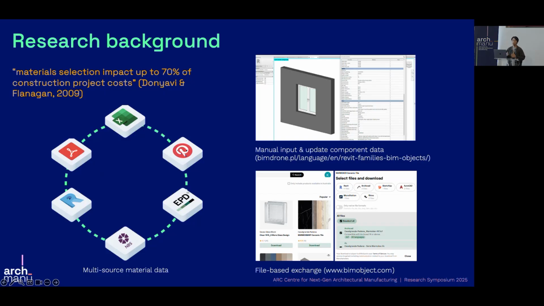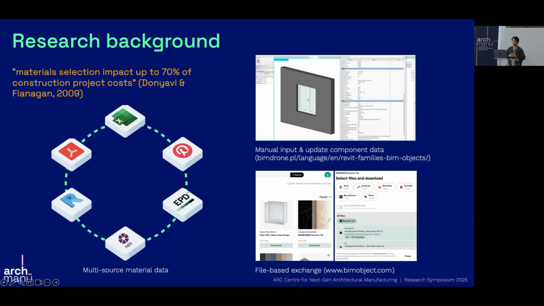For example, a designer can design this component based on the family in Revit, but the actual detailed material properties come from those diverse sources, which means it could take a lot of time for designers to search for this information across different platforms. Sometimes they need to make design decisions with incomplete information, and the manual input and updating of these material properties can be very labor-consuming.